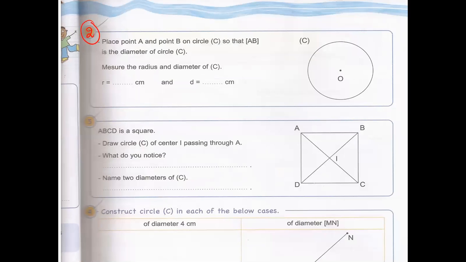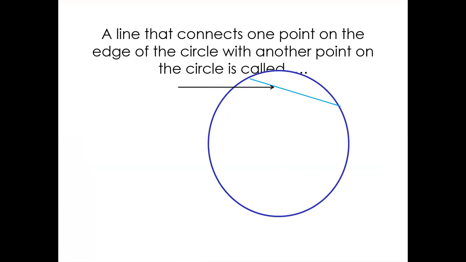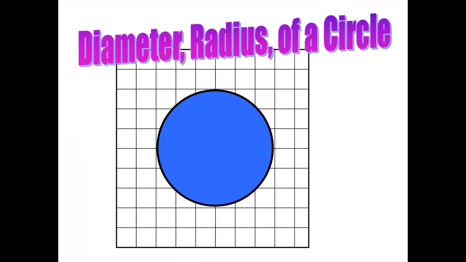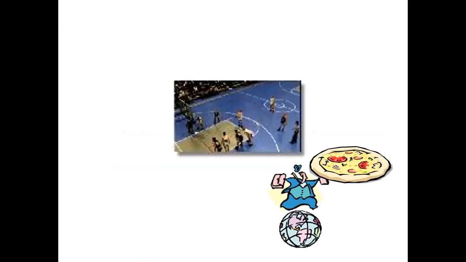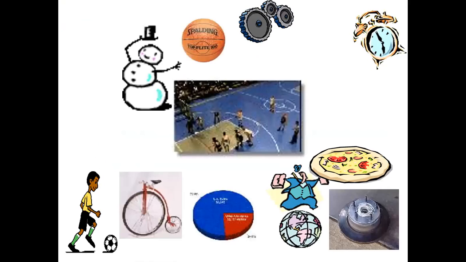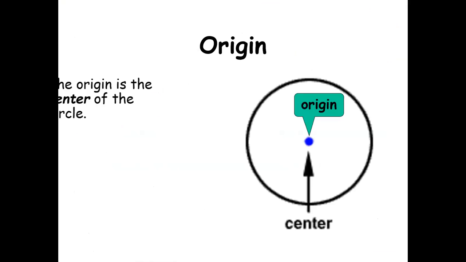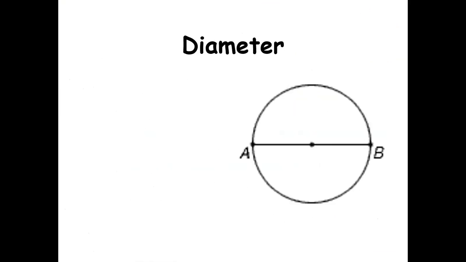Place points A and B on the circle C so that AB is the diameter of the circle. What do I mean by diameter? Do you remember? We said before that diameter is a segment. I will show you the definition of diameter: it's a segment that cuts the circle in 2 equal parts and passes through the origin, or the center, of a circle. This segment AB is the diameter.